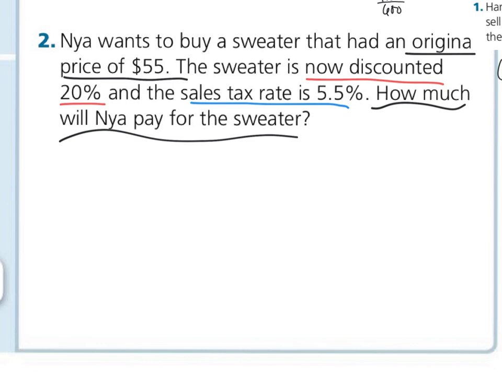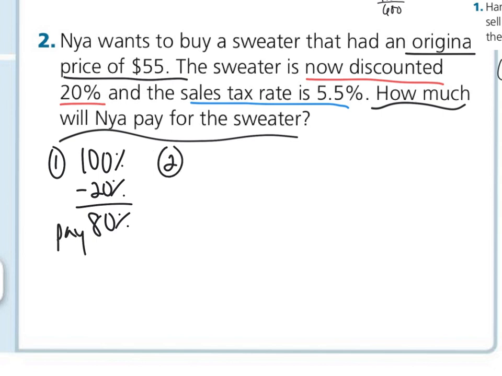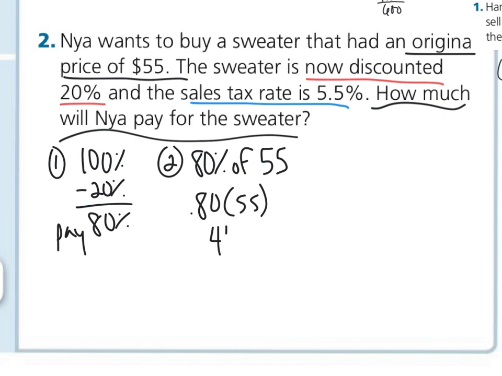So different ways we could work this out. One way we could think about full price would be 100%. It's 20% off. Means we're going to pay 80% before tax. Remember, we have to figure out what the price is first before we can figure out the tax. We can't just do this all in one step. So 80% of $55 is $44. That would be the sale price.